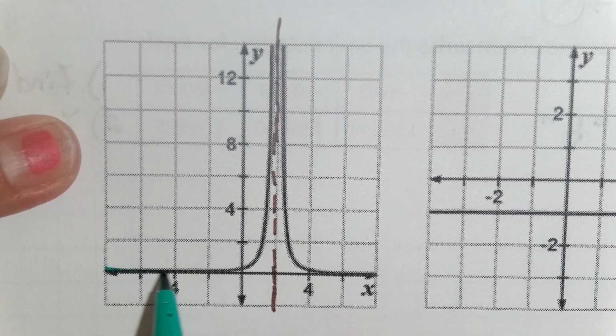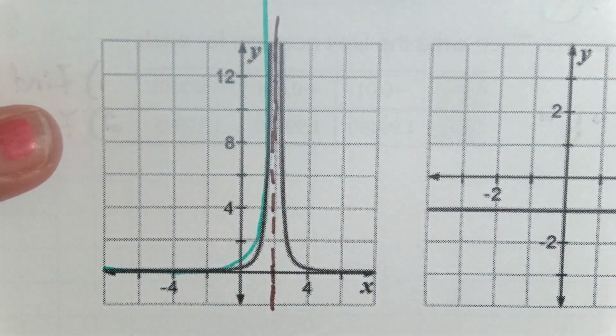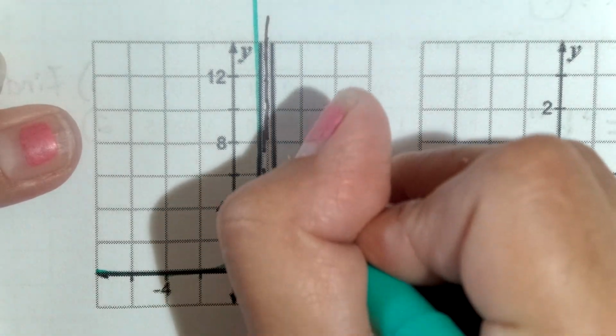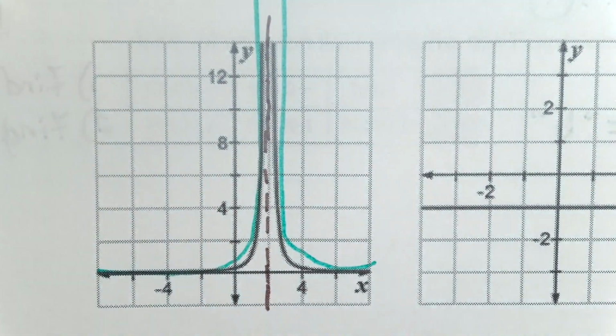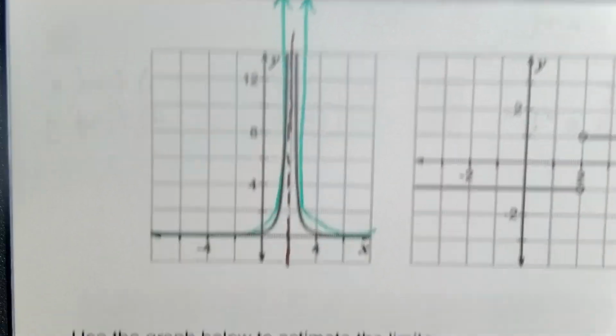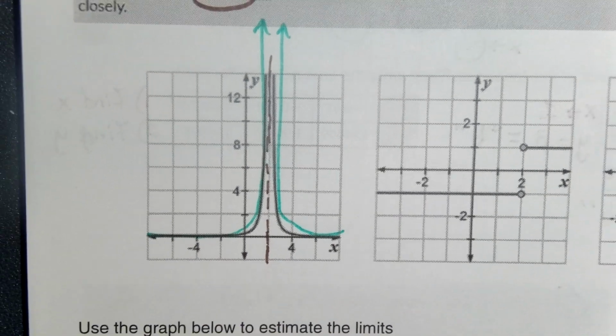So if I follow this, it's going up and up and up. Because remember, that's what functions do. They continue on forever. This side is going up and up and up. It's not going to any point in particular. That means the limit does not exist. There is no value of y that your graph is getting closer and closer to.